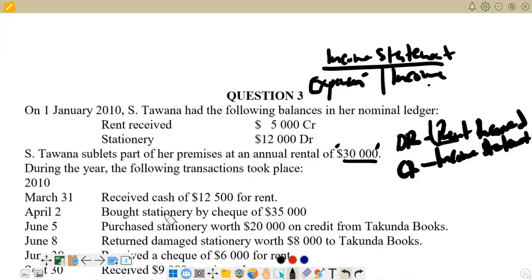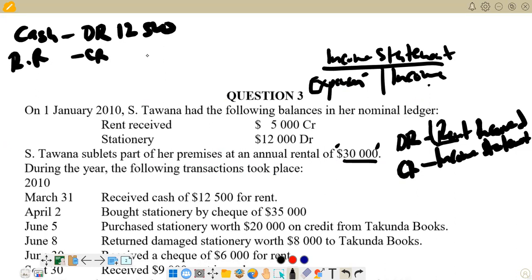So what we have there is that on March 31, received cash of 4,500 rent. So the double entry on March 31 is that we are receiving cash. So obviously we debit cash. Cash is being debited by the amount which is 12,500. And obviously what we are crediting now is rent receipt, and the same amount is 12,500. So that's the double entry that we have on March 31. Remember, when we receive cash, we debit cash, and then we credit rent receipt.